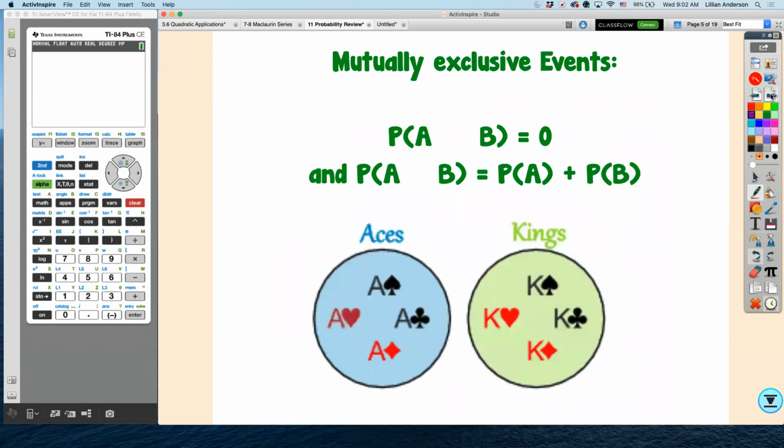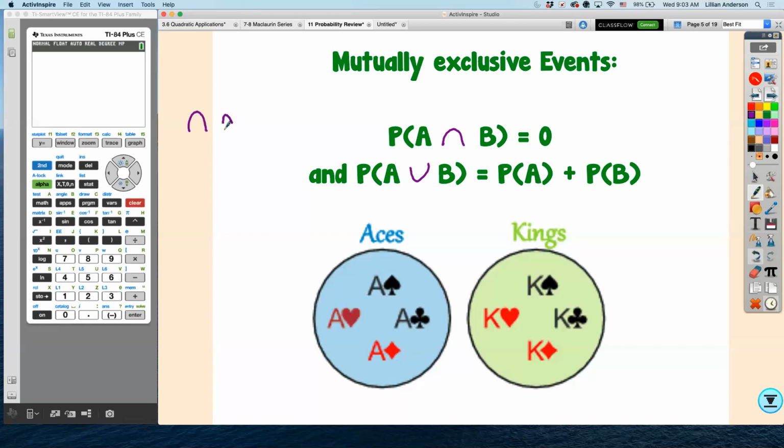Mutually exclusive events. This is when the likelihood of 2 events happening at the same time is not possible. So then that means that the intersection between 2 events is equal to 0, and the union between them is equal to the probability of A plus the probability of B. Okay, I believe both of these are in your reference booklet. Here is an example. The probability of you picking a card that's an ace and a king at the same time is not possible. It's either going to be an ace or it's going to be a king, but it's not going to be an ace and a king.